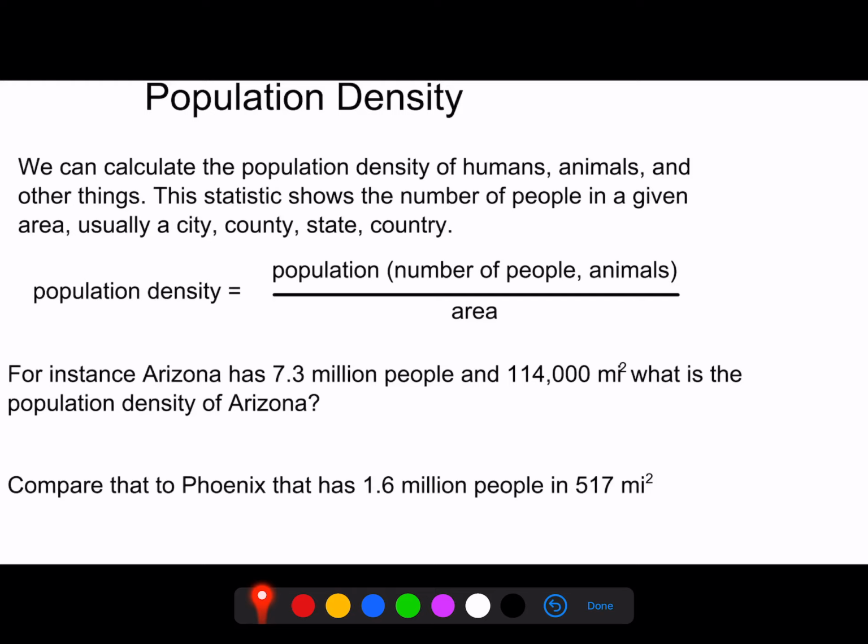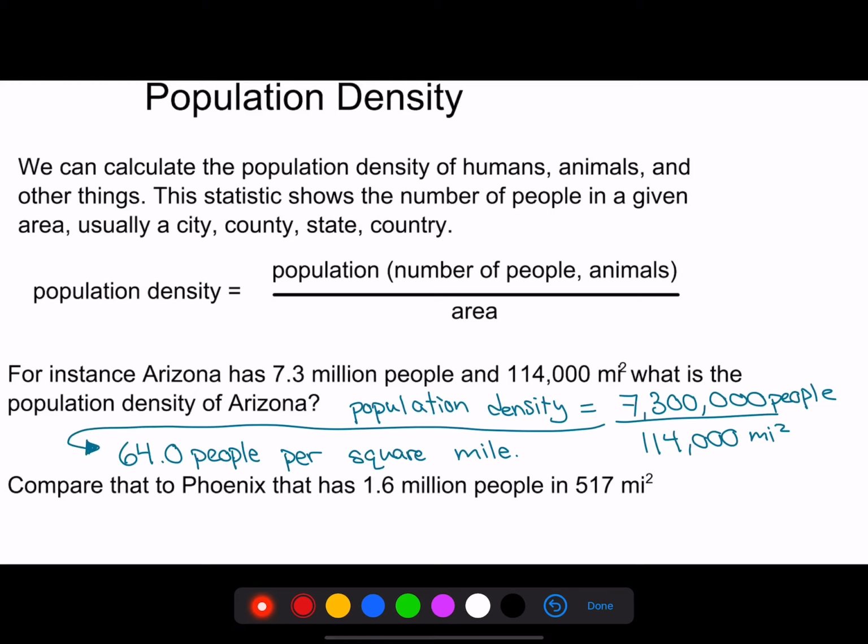So let's go ahead and try one of these out. We know Arizona has 7.3 million people in it, and it has 114,000 miles squared for the area. We want to know the population density of Arizona. Well, to do that, we're going to take our population density, I'll call it PD for now, is equal to our population, 7.3 million. Well, that's 7,300,000, and that's people, divided by 114,000 miles squared. Now, if we do that on the calculator, we end up with 64.0 people per square mile.